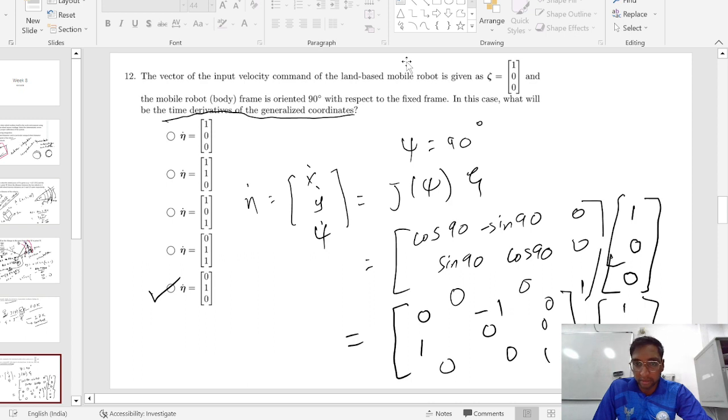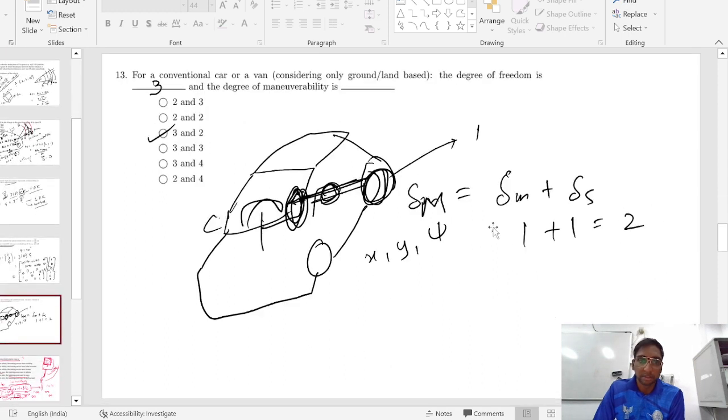Okay, this is something that you can expect. X dot, y dot, psi dot is equal to J into zeta, right? So we have this expression, and the zeta value is given, and 90 degrees is the orientation. So just substitute in the formula and you get the answer. When you multiply, you will get 0 1 0. So this is the generalized coordinate rates, right? Very important, the minus sign is not here, it's here. Okay, that you should remember.